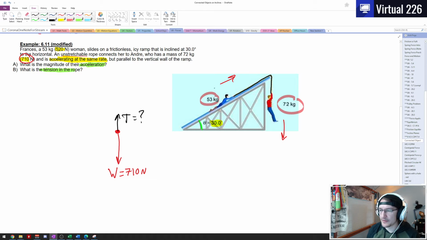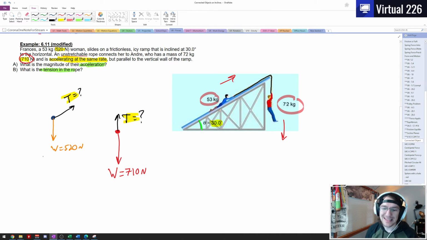If we take a look at Francis, she's in blue on the ramp. So here she is in blue on the ramp. She's holding onto the same rope, and that rope is pulling her with some tension going up. We don't know what it is, but we know that these tensions are the same. And we also know that she has a weight acting downward on her. So her weight is 520 newtons.